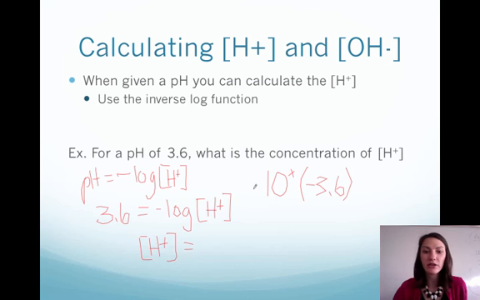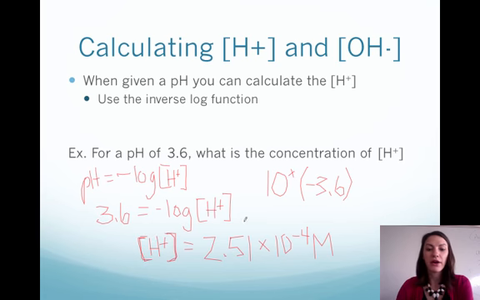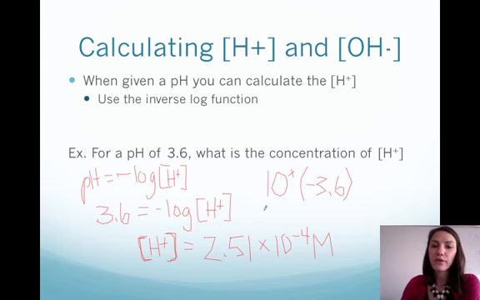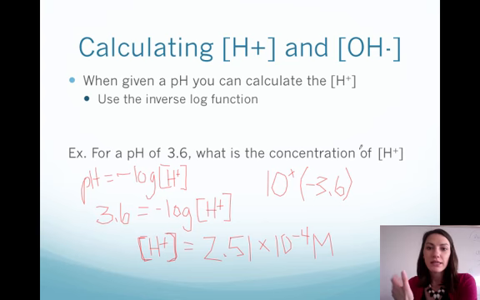And the answer that you should get is 2.51 times 10 to the negative 4 molar. Because remember, this means concentration. Those brackets mean concentration. All right? And that is going to be how you find the concentration of H plus when you're given a pH. Similarly, you can find the concentration of OH minus if you're given a pOH. Okay? And that's it for now. Nice work.